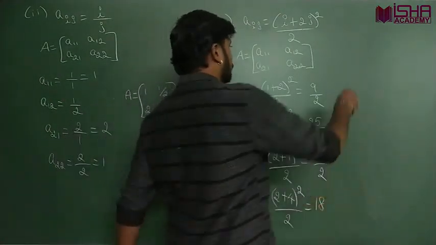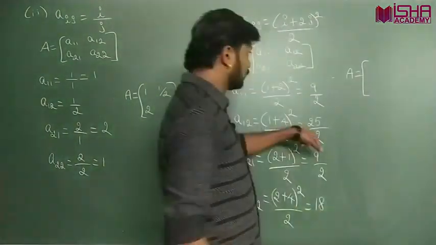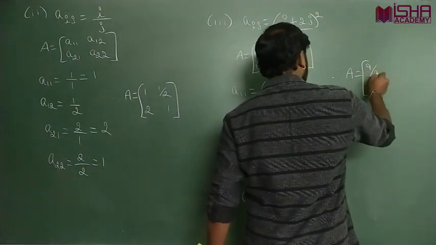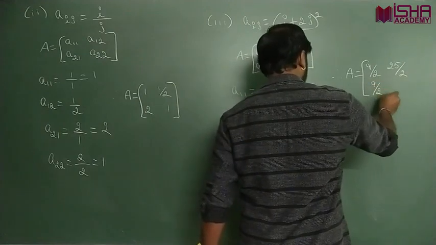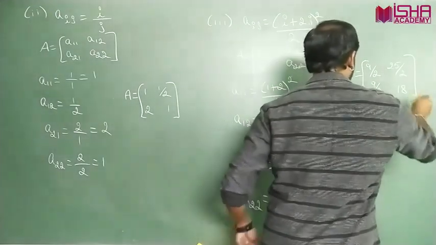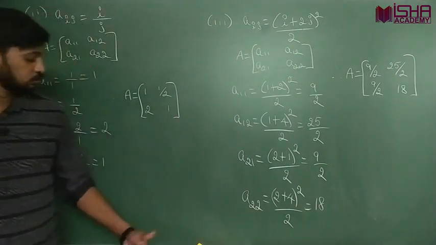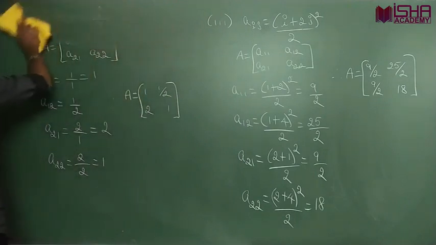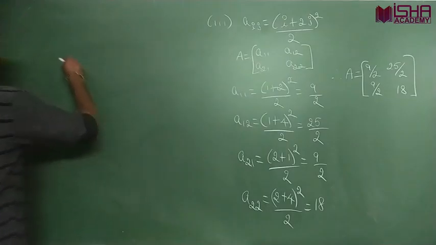So therefore, a conclusion is a must. Lastly, therefore matrix A equals, you have to write the elements: 9 by 2, 25 by 2, 9 by 2 and 18. Is that clear? So that is your question number 4. Take a screenshot or sit and work on it yourself once. All are simple problems.